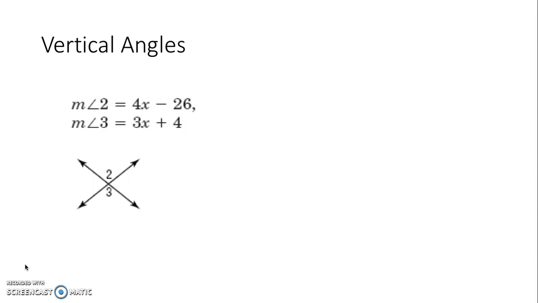All right, so we have a vertical angle pair, angles 2 and 3, and it says the measure of angle 2 is equal to 4x minus 26, and the measure of angle 3 is equal to 3x plus 4. Okay, so same thing, we're going to set them equal to each other. So 4x minus 26 is equal to 3x plus 4. Now this is a little bit different than what we've seen so far. So how do you think we're going to solve this?